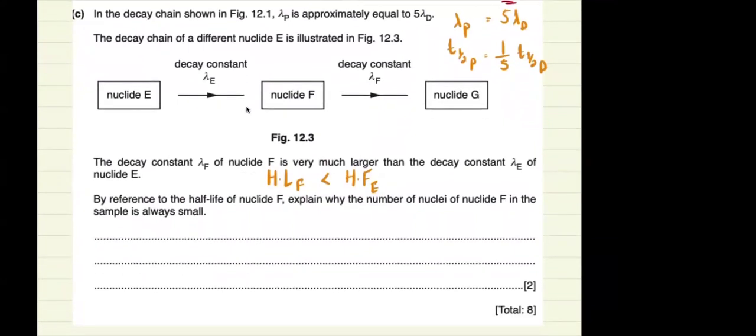By reference to the half-life of nuclide F, explain why the number of nuclei in F is always small. Right, so this is very easy. So if the half-life of F is very small, this means they're decaying very rapidly.